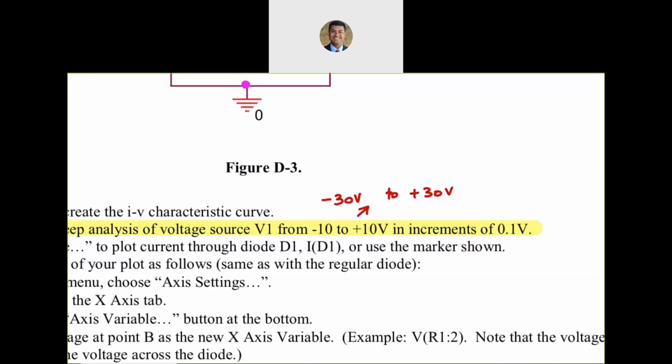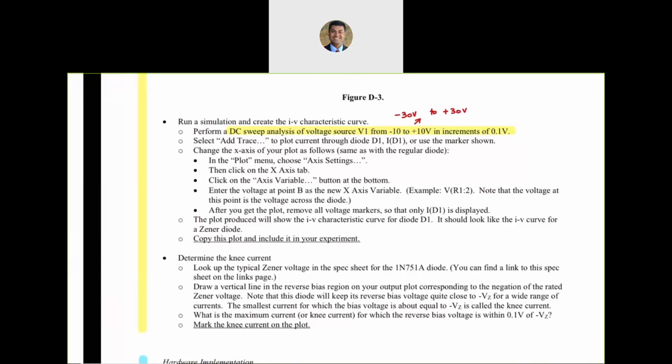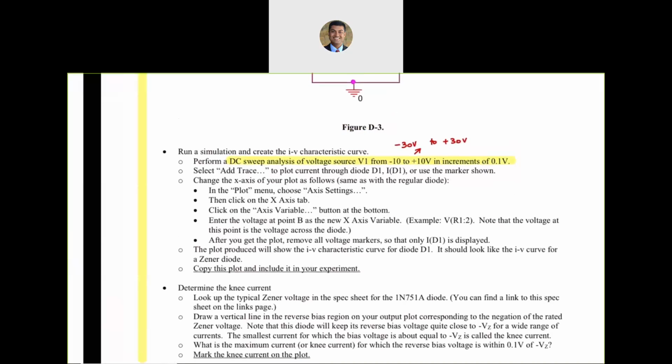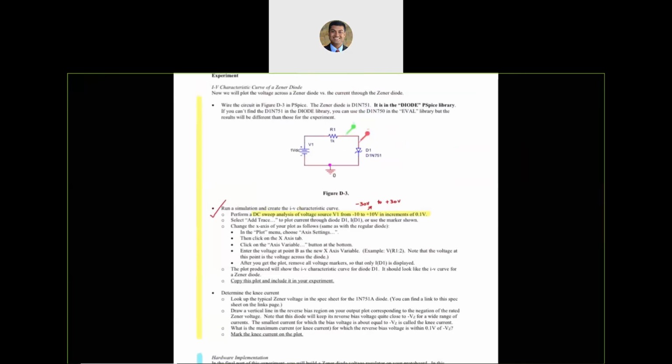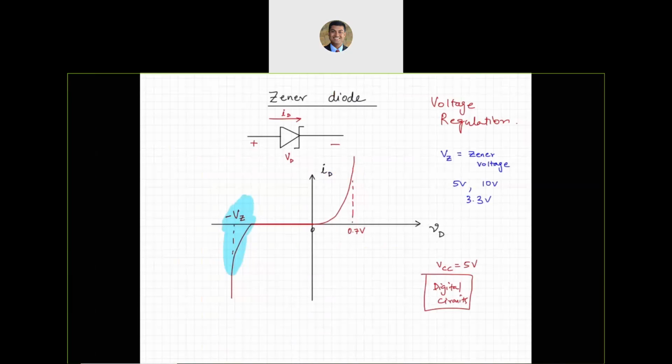So that's one quick note that I would like to share. After that, it's pretty straightforward. You simply follow the directions, and you change the axis in such a way that you have current on the y-axis and voltage on the x-axis. So the instructions over here will guide you through that process. But eventually, after you do all of these steps, you should be able to see a graph that looks similar to the one that we have drawn here.